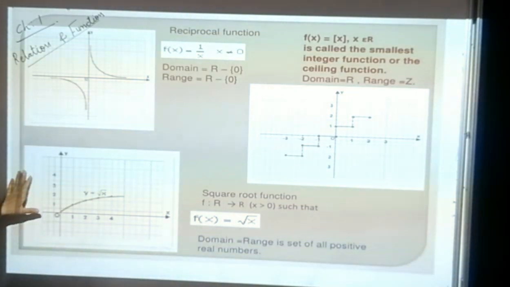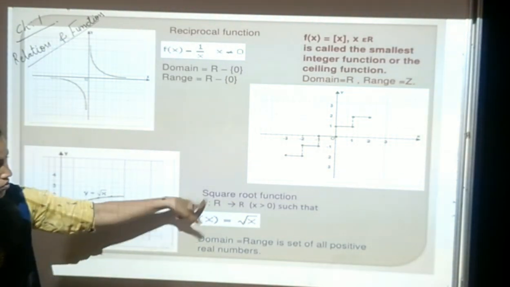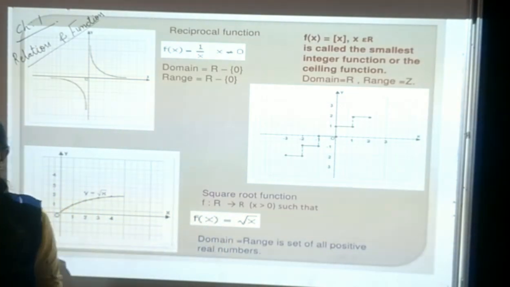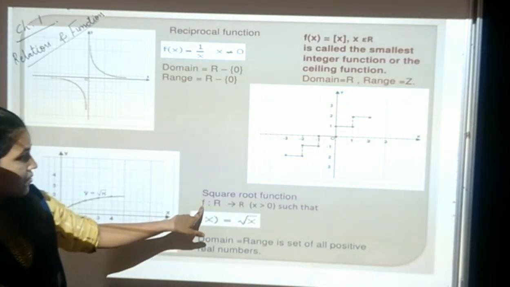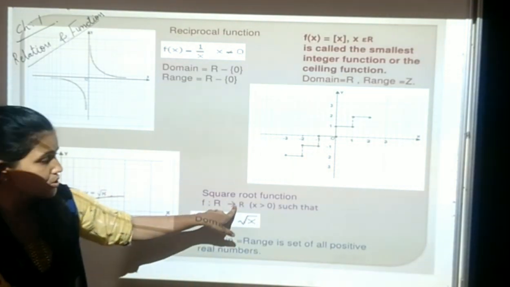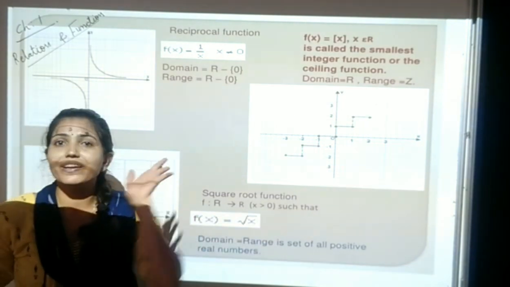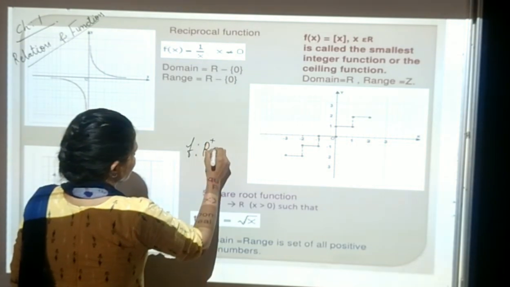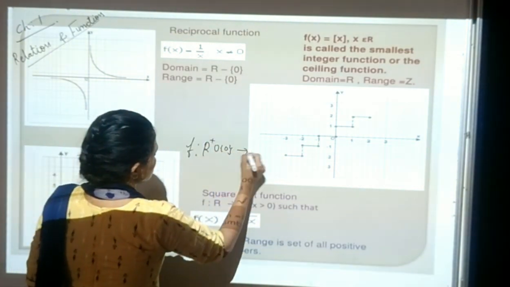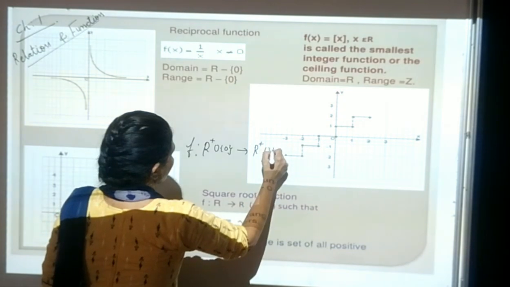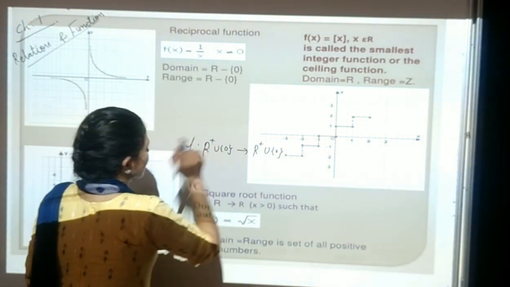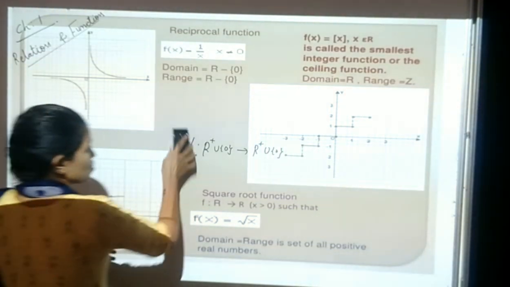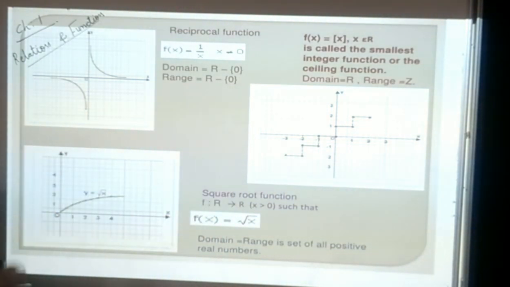Next, you have the square root function. So what is the square root function? f of x equals under root x. Obviously, we will find the root only for non-negative values. So f is defined from R to R, where x is greater than or equal to 0. Or we can write here, f is defined from R plus union 0 to R plus union 0. So this is our square root function, and the square root function will give us this graph.